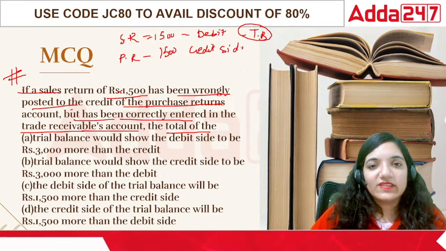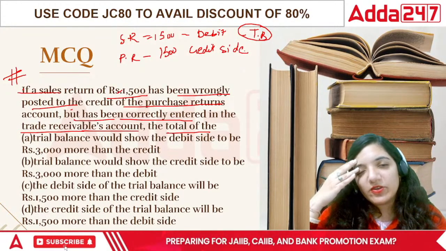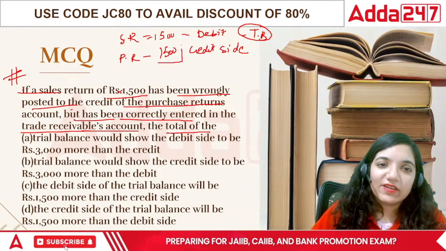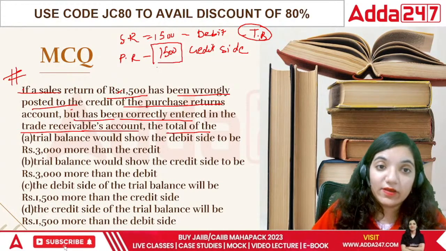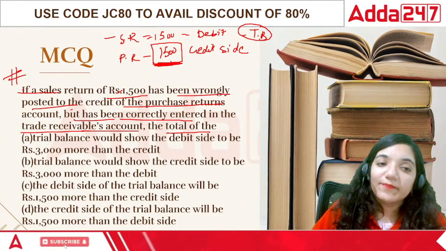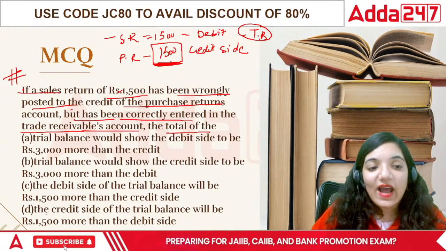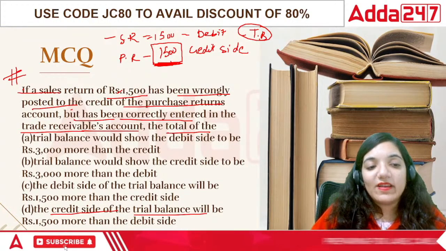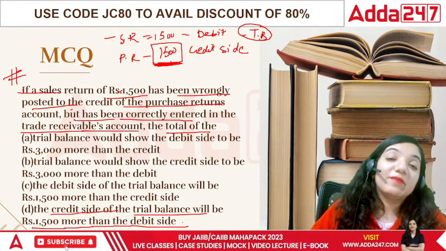What's going to happen in this case, everyone? If it is noted on the credit side where it is not supposed to be noted, then this side is going to be greater than the debit side. So in this case, the credit side of the trial balance will be 1500 more than the debit side.